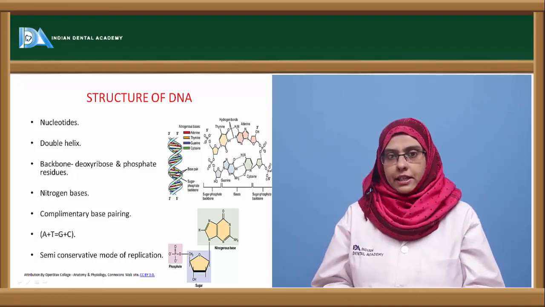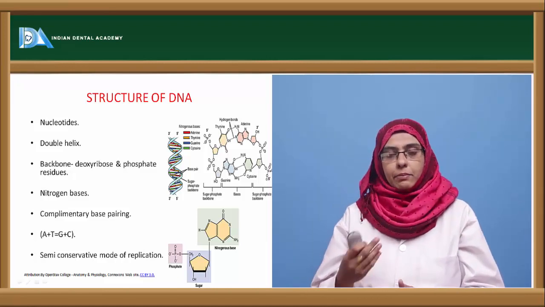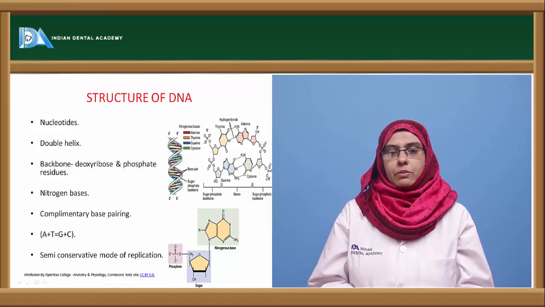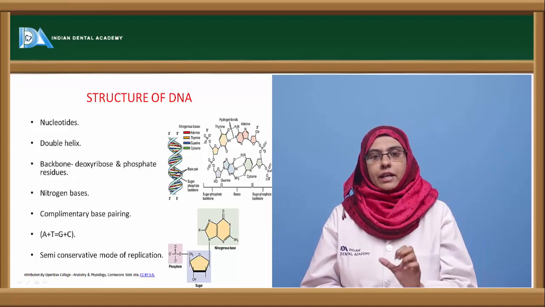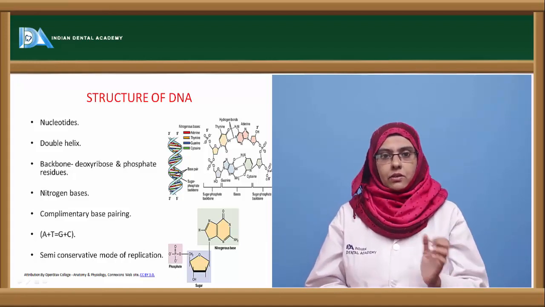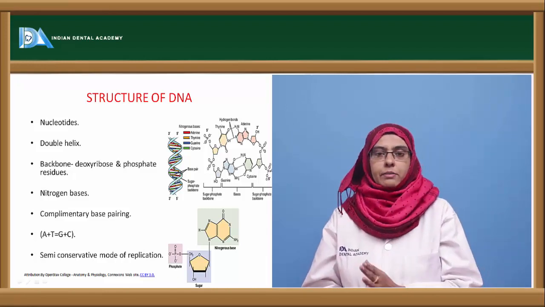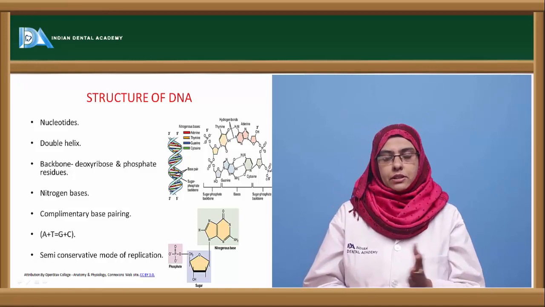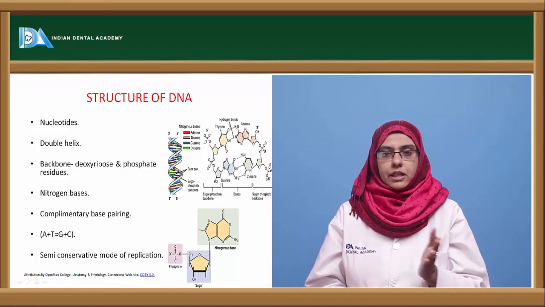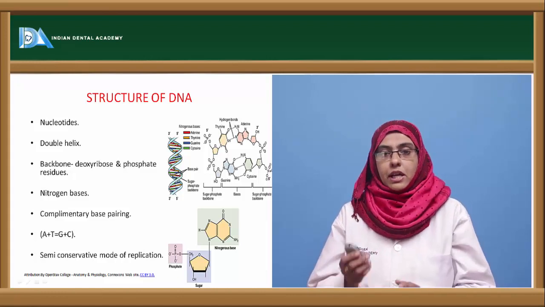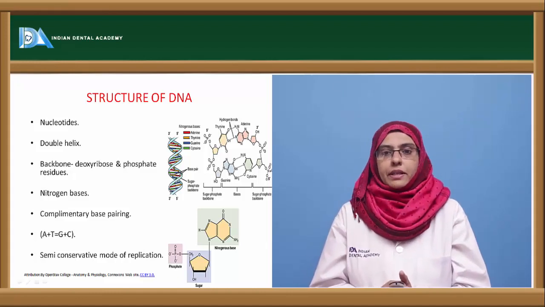You can see the image. They are wound around each other as a double helical structure, and the backbone of a DNA is made up of deoxyribose sugar and phosphate. To this deoxyribose is attached one of the four nitrogen bases called adenine, guanine, thymine and cytosine. Among the four, two are purines and two are pyrimidines. That is, adenine and guanine are purines, and thymine and cytosine are pyrimidines. Purines always pair with pyrimidines. This type of pairing is called complementary base pairing.